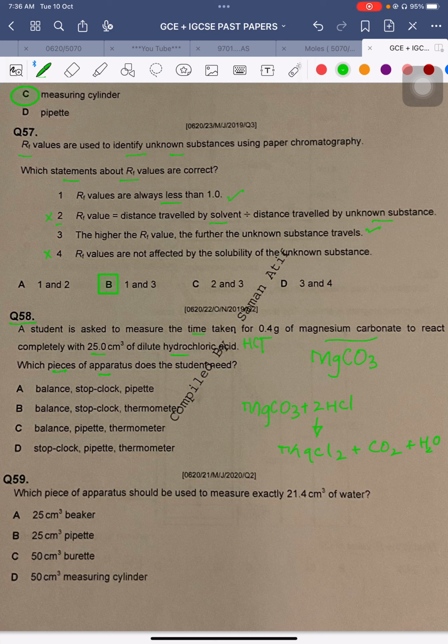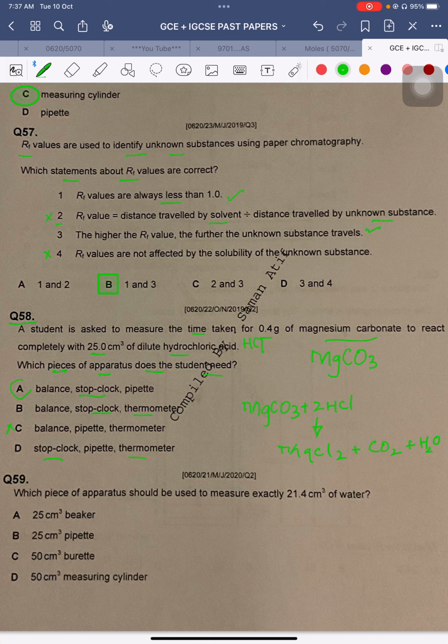Which pieces of apparatus does the student need to do this reaction? For example, a student is asked, I'm repeating the whole statement, a student is asked to measure the time taken. Measure the time taken. So what we should have is a stopwatch first of all. Okay, stop clock here, stop clock here, stop clock here. It means that C cannot be used. Okay. And then thermometer is needed. No, thermometer is not needed because we are not measuring the temperature, so we are omitting the thermometer.